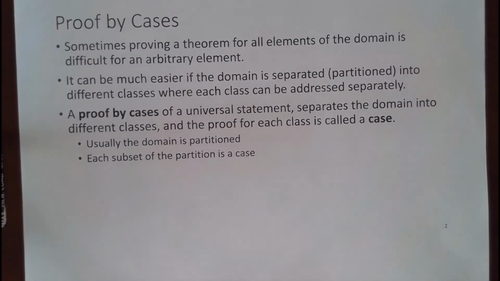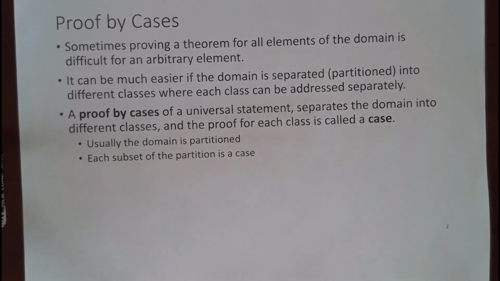Okay, so the next thing we want to look at is proof by cases. All right, so in a proof by cases, sometimes it's difficult to just say, pick an arbitrary element out of the domain, because there might be different characteristics, and you can't get one that's quite arbitrary. You'll see what I mean when we get to some examples. Okay, but it might be easier if you partition or separate the domain into different categories, into different subsets.